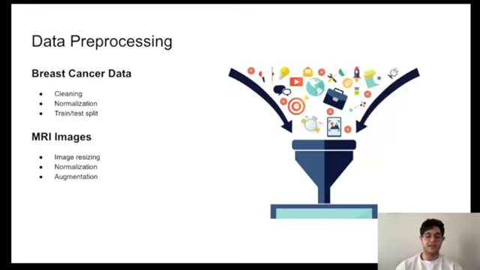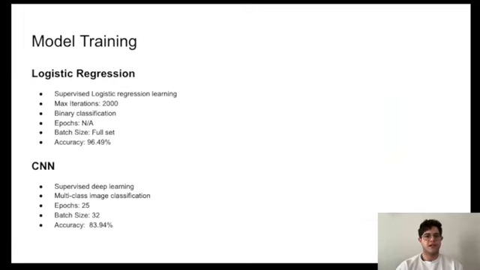Data processing: we both had different data sets. One was a textual data set and the other was an image data set. The breast cancer data set was the textual one, so that required some cleaning with the values, normalization, and making sure that we don't have any repeated values, any empty values, or anything of the sort. And then we had to split it into a train and test split. For the brain cancer, we used MRI images where we needed to resize the images, make sure that they're all normalized and following the same patterns and rules, and apply some minor augmentation in order to have the data clean for the networks to be able to train efficiently on them.